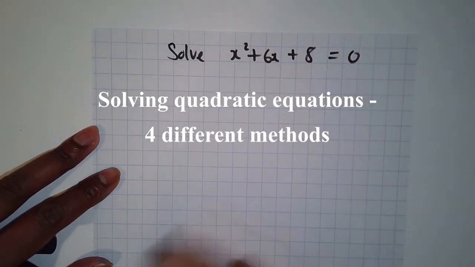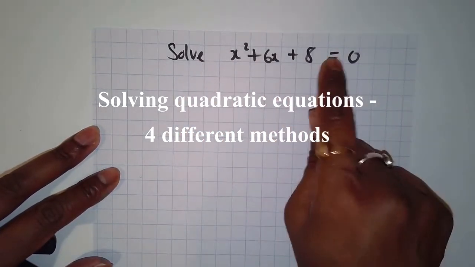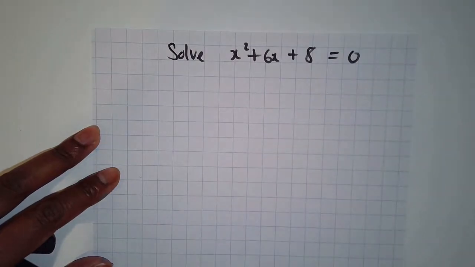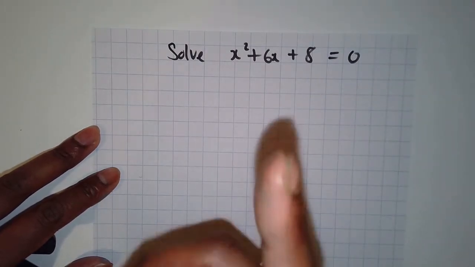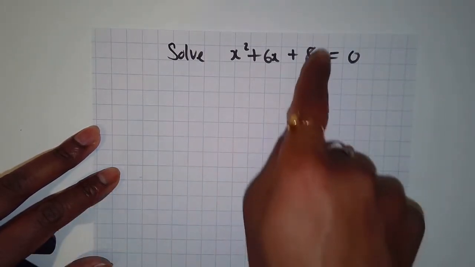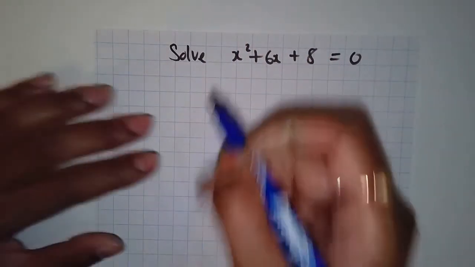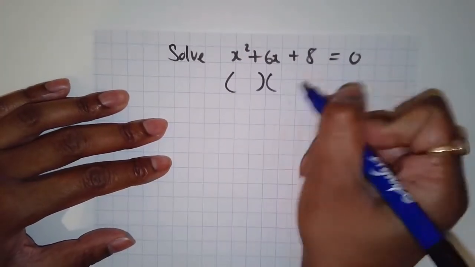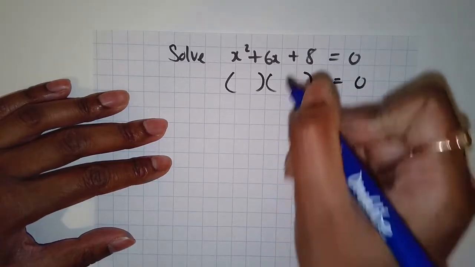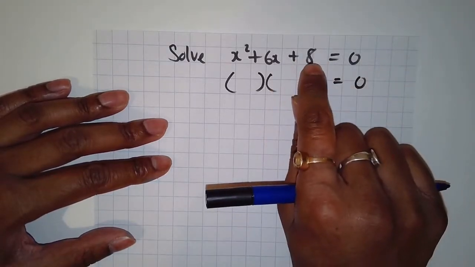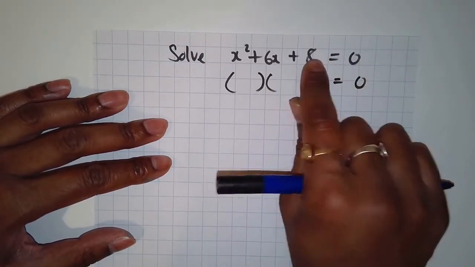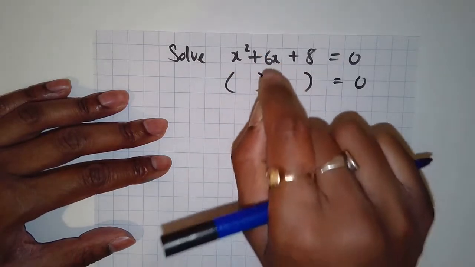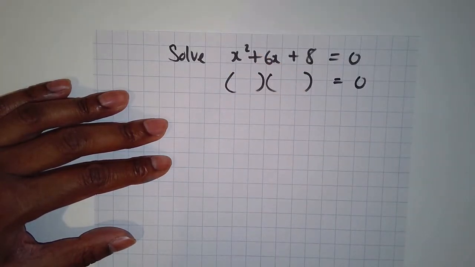Here I'll show you how to solve quadratic equations using 4 different methods. The first one I'll use is factorization because I can see that's factorizable. So since it's a quadratic, it's going to be double brackets. What two numbers multiply together to give you positive 8, but when added together give you positive 6? It's 2 and 4.